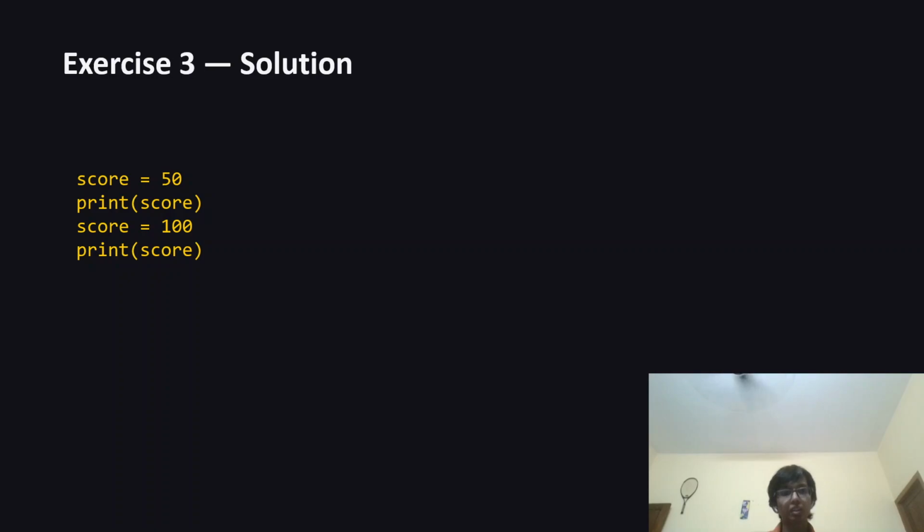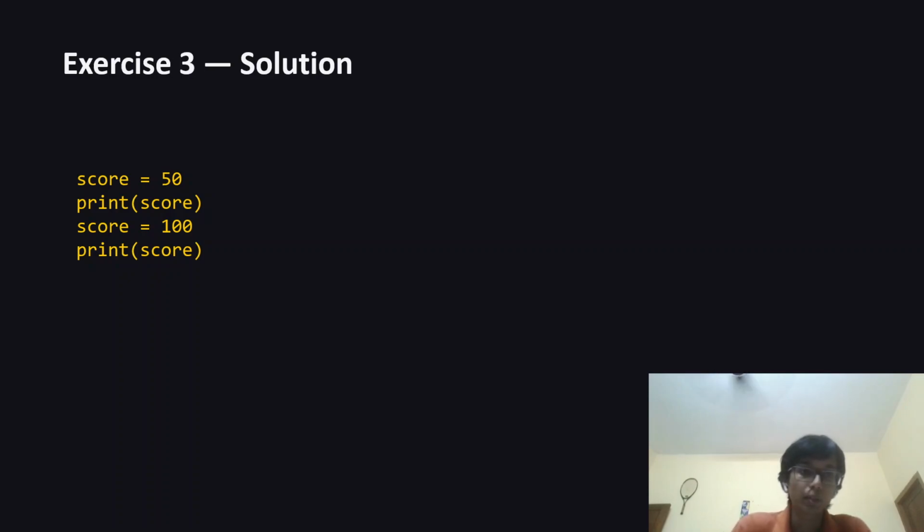Alright guys, time's up. This is the answer. Score 50. We print the score. We update the score again to 100. We print the score. This is pretty simple. I don't think you need an explanation from my side for this. We have been doing this for a long time.